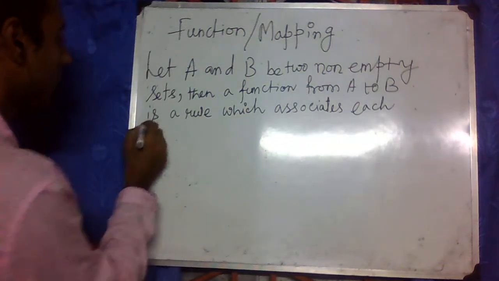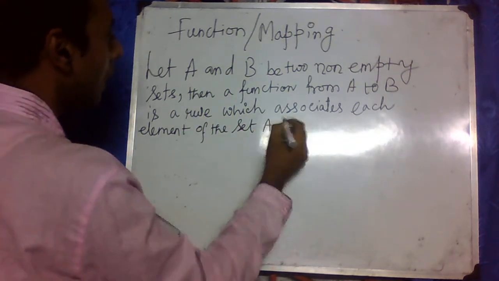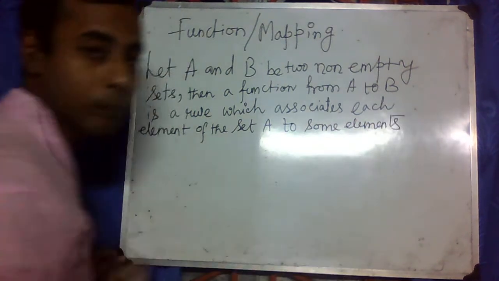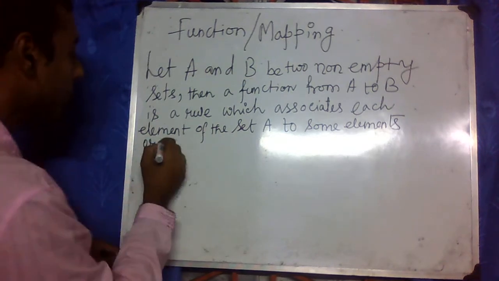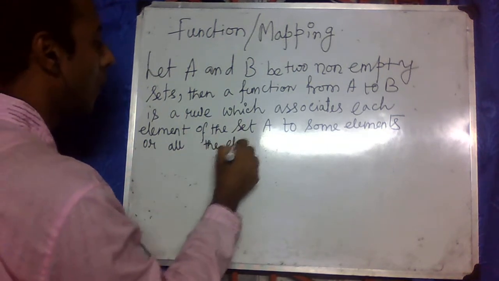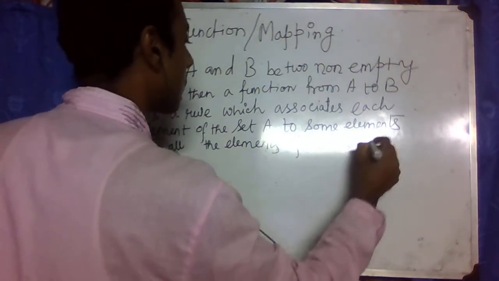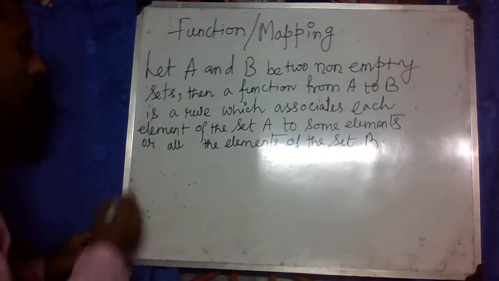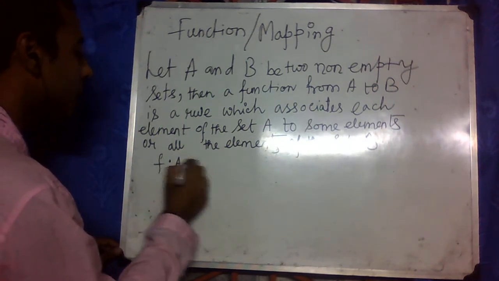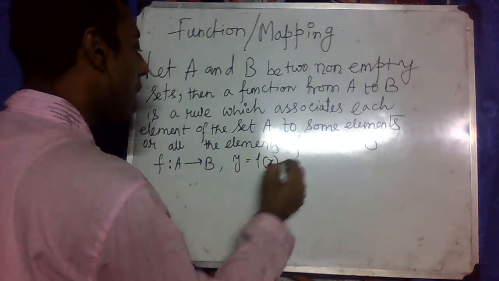each element of the A to some elements or all the elements of B. Mathematically, it is denoted by f such that A to B, y equal to f of x.